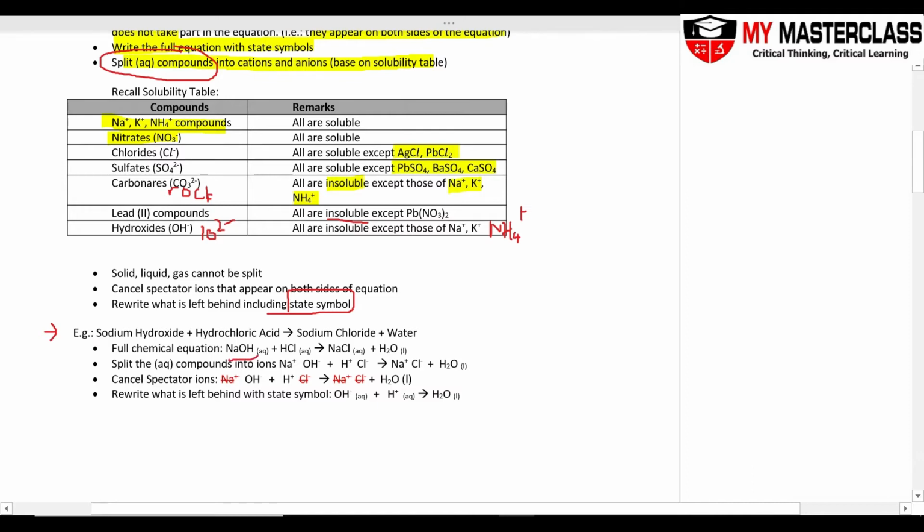Sodium hydroxide aqueous, hydrochloric acid aqueous, give you sodium chloride plus water. Same thing, do the swap partner thing. Sodium hydroxide is aqueous, acid is aqueous, sodium chloride is aqueous, water is liquid. Split the aqueous compounds into the ions. So I split the NaOH, HCl, and NaCl, and then H2O, because it's not aqueous, leave it. You cannot split solid, liquid, gas.